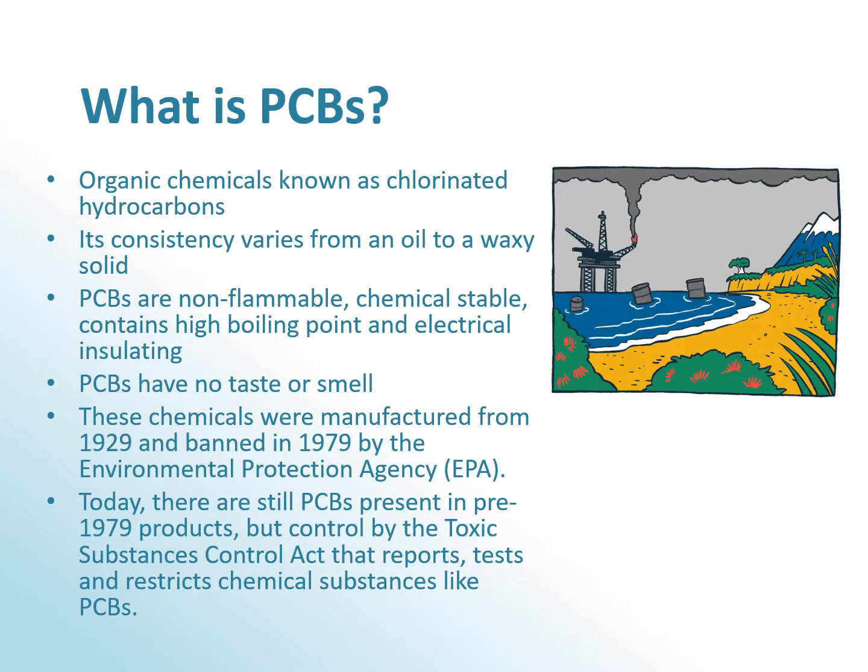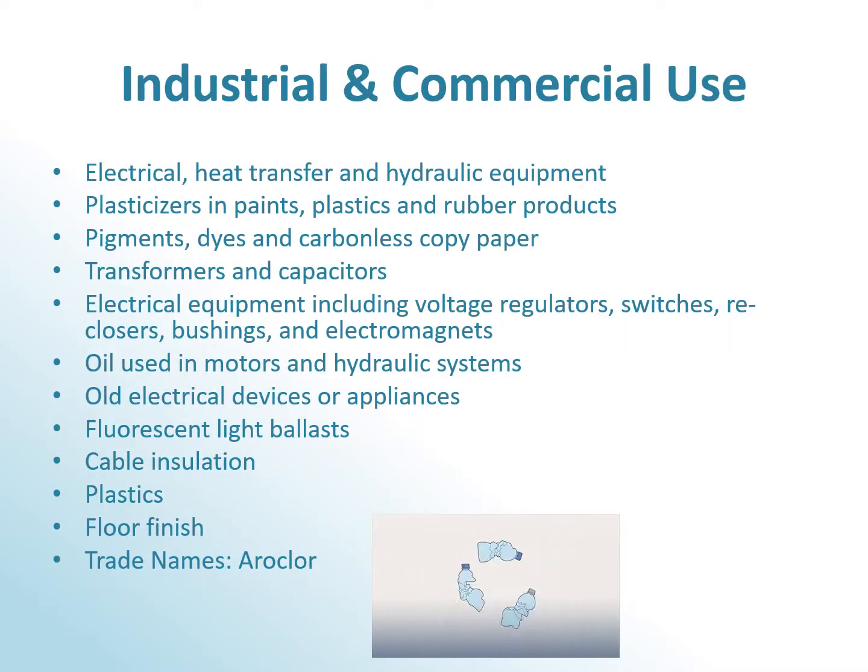Polychlorinated biphenyls were manufactured from 1929, but they were banned in 1979 by the Environmental Protection Agency, also known as the EPA, due to a buildup of polychlorinated biphenyls in the environment and harmful health effects. Today, these compounds are still present in products made before 1979 and the environment. However, these are controlled by the Toxic Substances Control Act that reports, tests, and restricts chemical substances and mixtures like PCB. Although PCB are banned today, products made before 1979 may contain them.